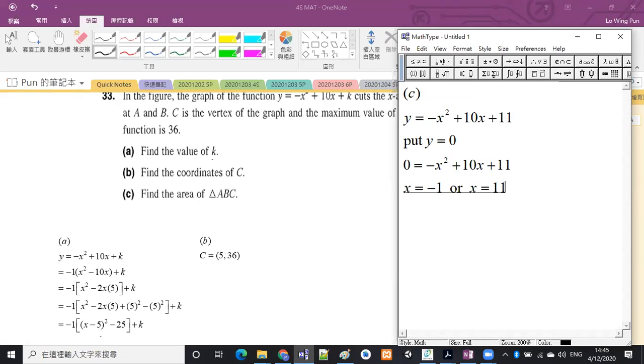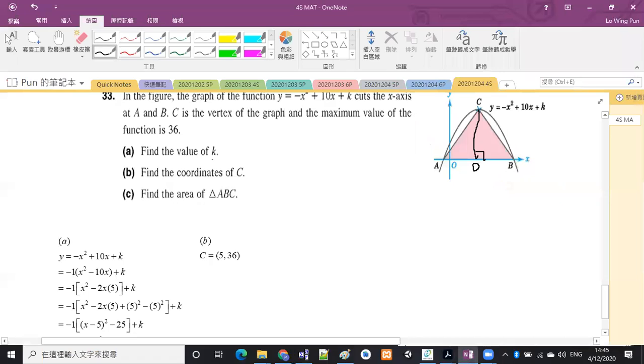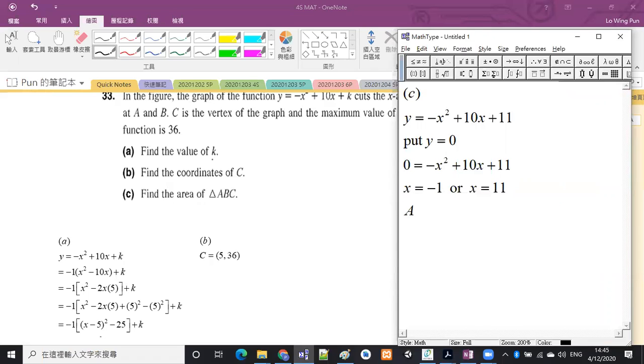Therefore, the coordinates of A is on the left. So A will take the smaller x-intercept, and then B will be 11, 0. Which means that the length of AB will be 11 minus -1, which is equal to 12. Still following? This is the base.